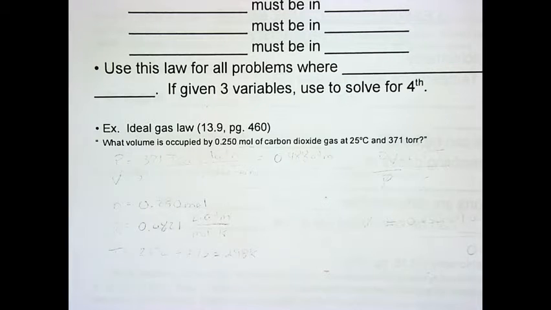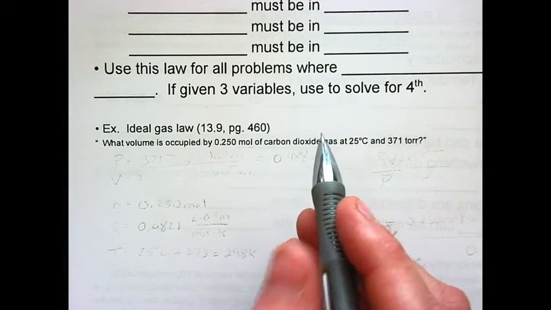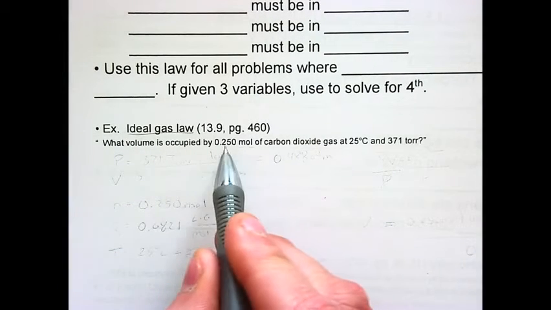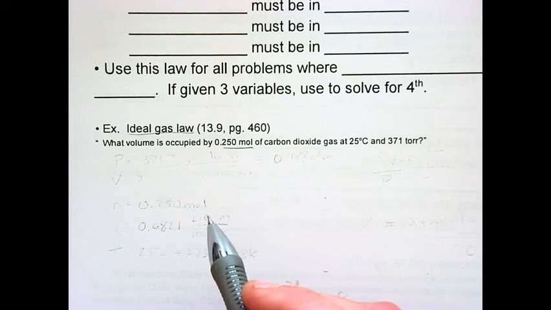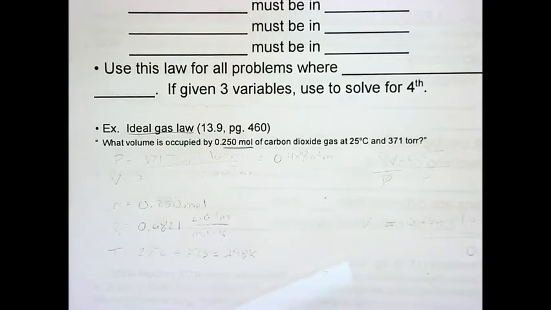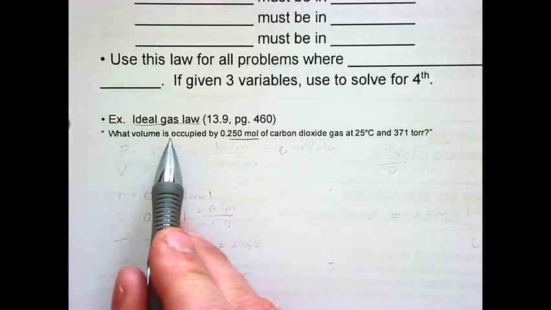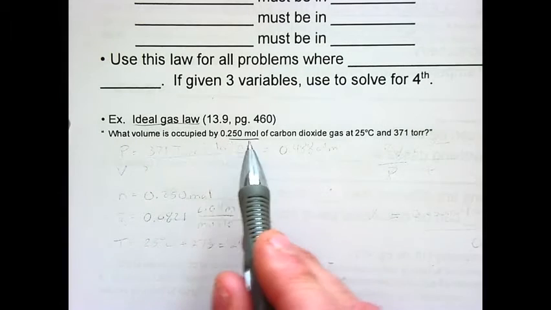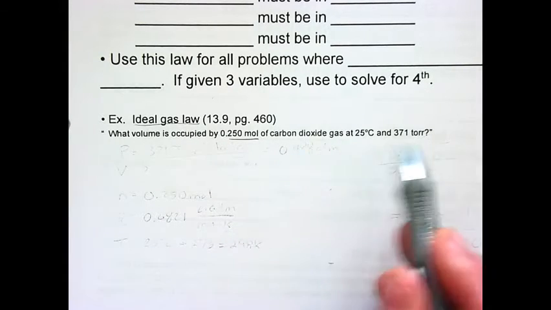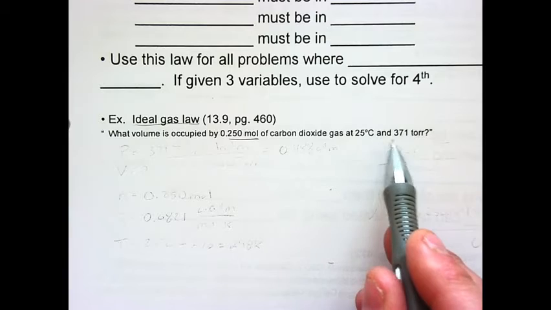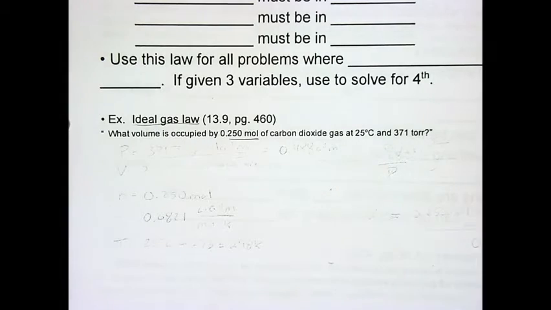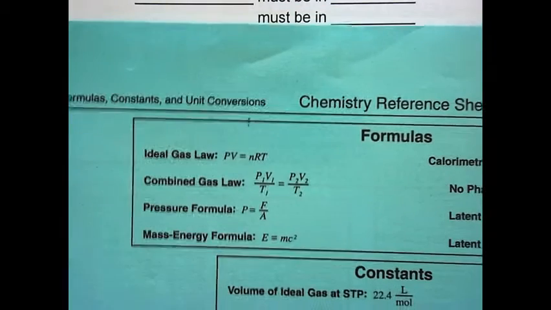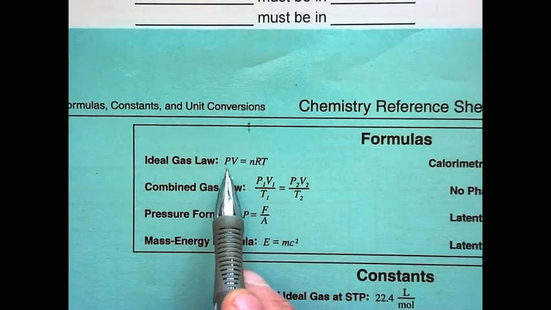So this sample problem is for the ideal gas law. I can tell it's the ideal gas law, other than the fact that it says it, because the problem involves moles. All ideal gas law problems involve moles. Now, the question reads, what volume is occupied by 0.250 moles of carbon dioxide gas at 25 degrees Celsius and 371 torr? Using my chemistry reference sheet, I see the ideal gas law is PV equals nRT.